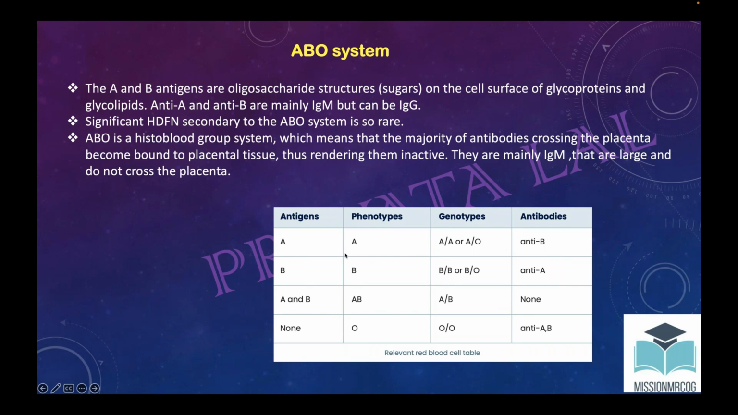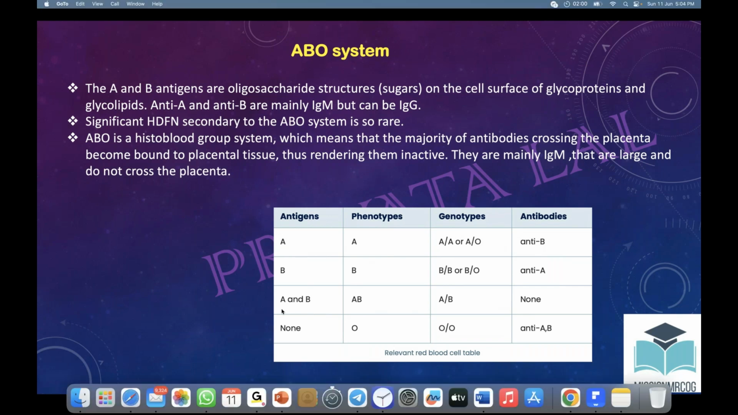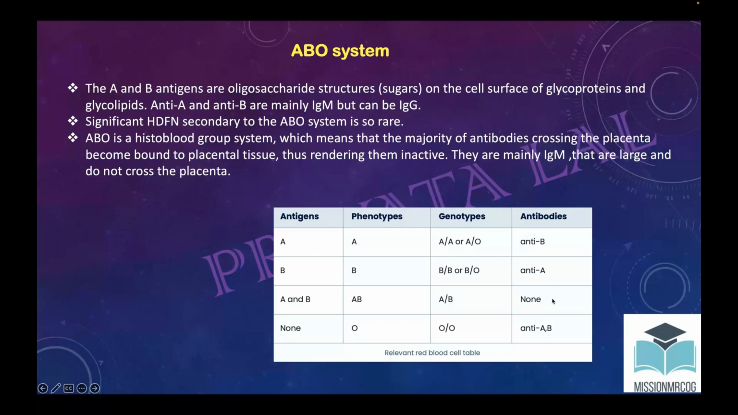Okay, so this is blood group A, this is B, AB, and this is O. So these are the phenotypes. Again, too much knowledge about this is not necessary. That is from our undergraduate days.